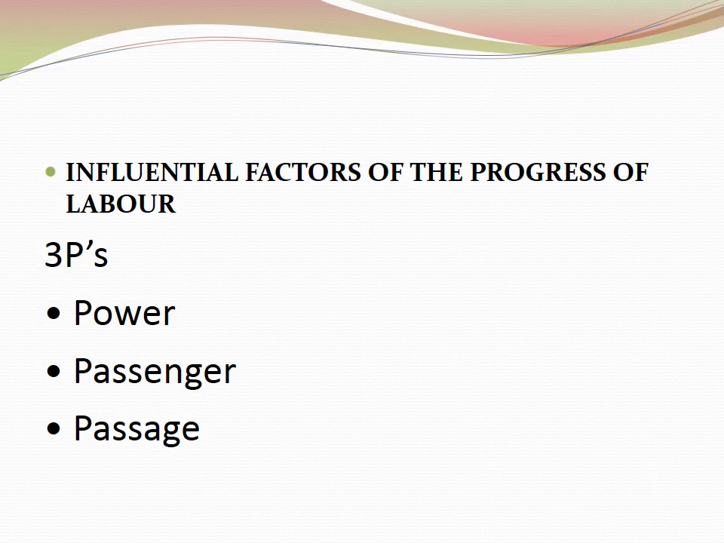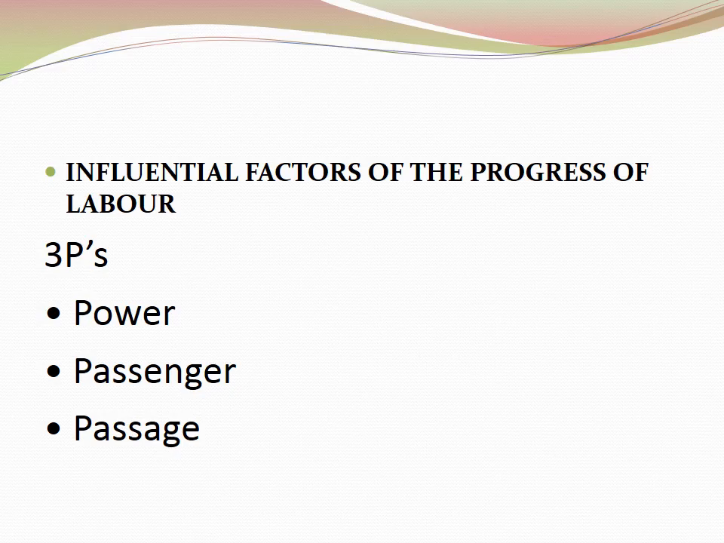Whenever there is a problem in any one of these three P's, then we can say that it is dysfunctional labor or any abnormality in labor, and we have to rectify that abnormality. If power is insufficient, like if uterine contractions are not sufficient, then rectify that.